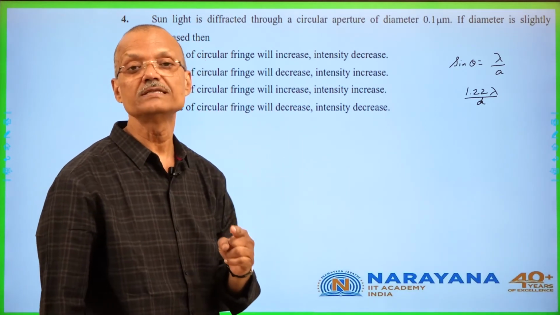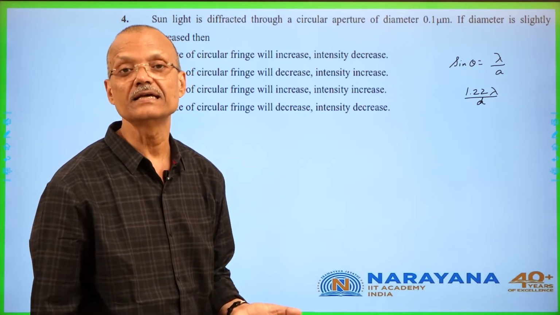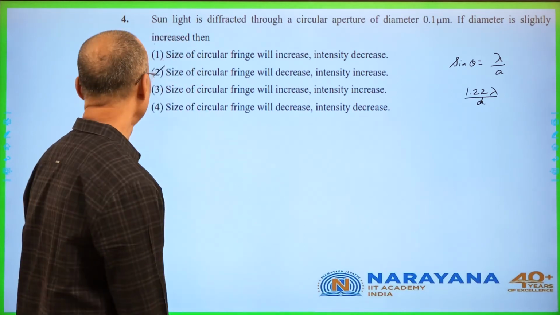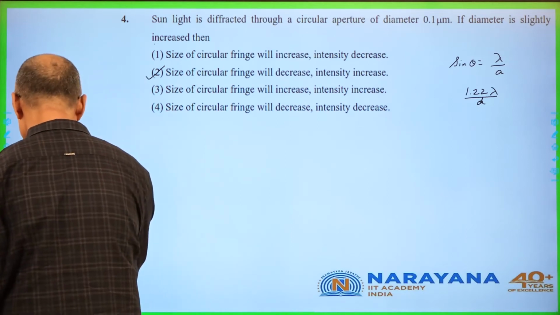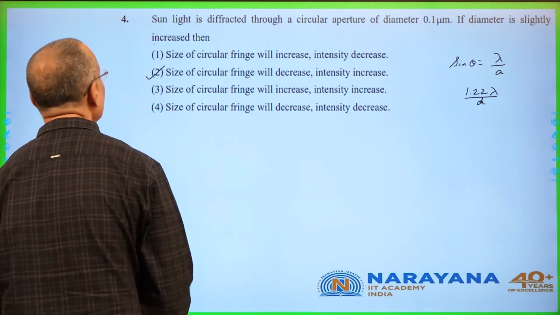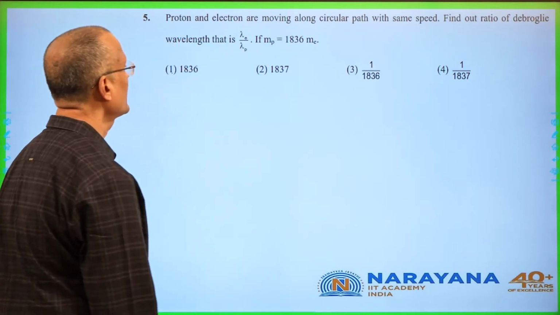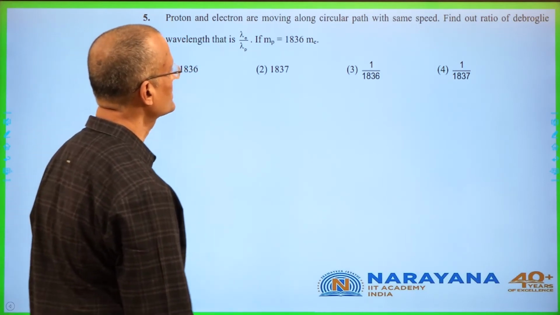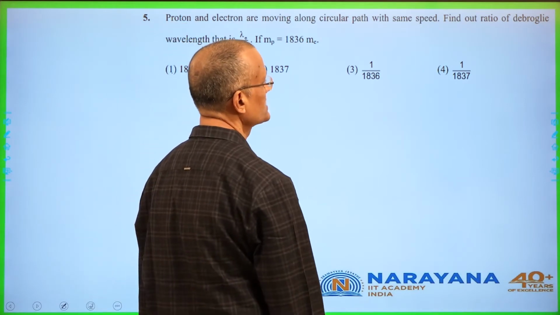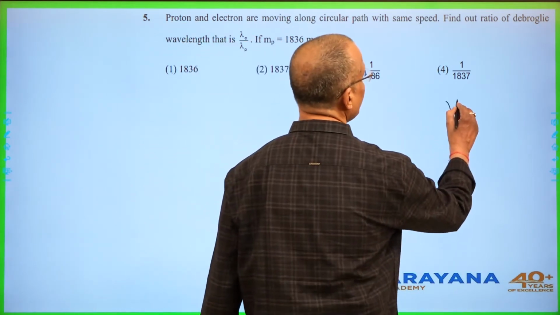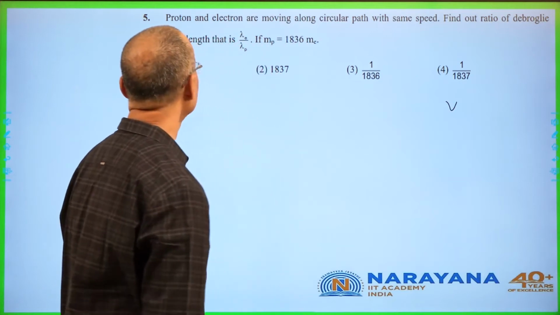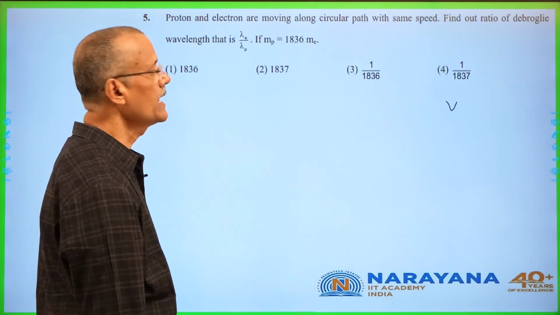When size of fringe is decreasing, intensity is increasing. Let us move now to question number 5. Proton and electron are moving along circular path with same speed. So v is the same. Ratio of de Broglie wavelength, damn simple.